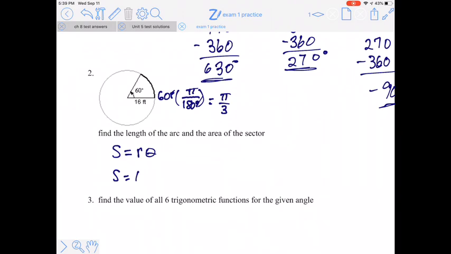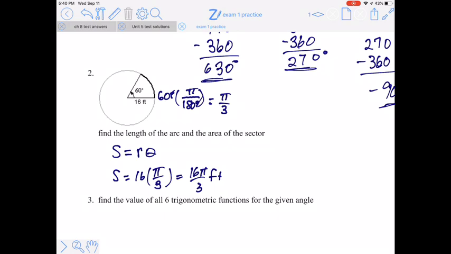It's nothing more than radius multiplied by measured angle in radians. So 16 pi thirds, and technically since we're measuring a distance, it should have a unit of measure. Feet. Very good, very good.